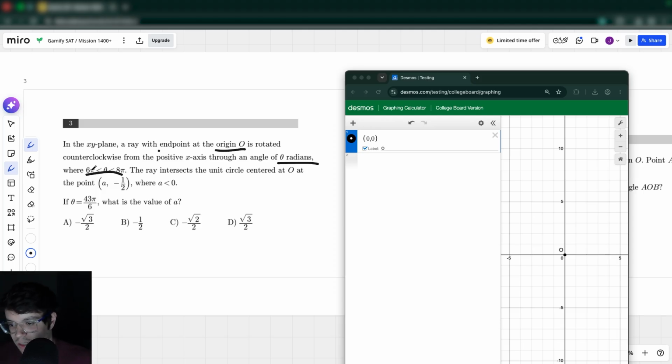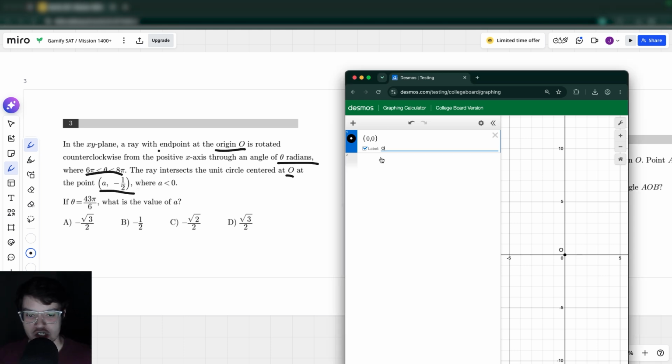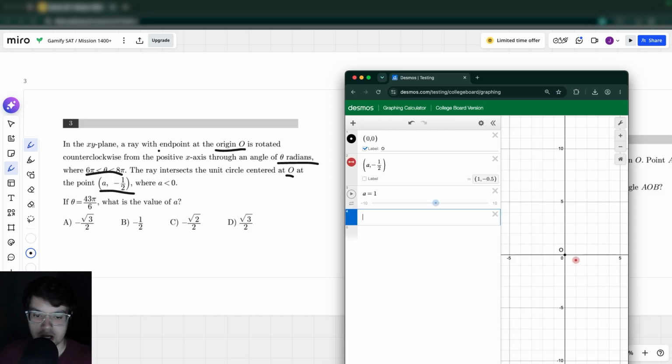It's not really that confusing, but we know that the radians amount must be between 6 pi and 8 pi. And then it says it intersects the unit circle at the point a, negative 1/2, where a is less than 0. So I can just go ahead and say here a and then negative 1/2 as well, and then put a slider for a. So what would be the value of a?